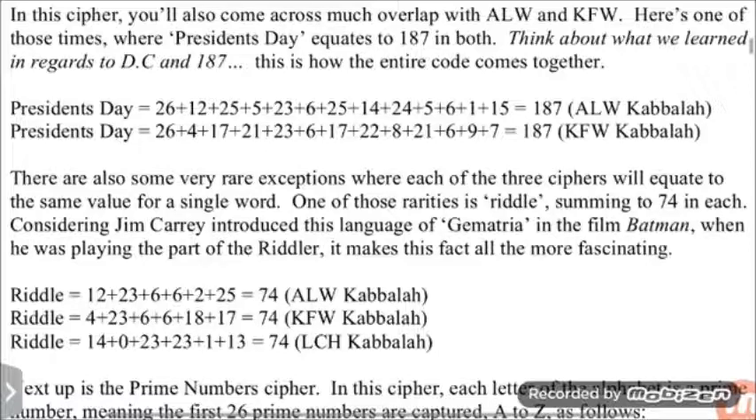There are also some rare exceptions where each of the three ciphers will equate to the same value for a single word. One of those rarities is Riddle, summing to 74 in each. Considering Jim Carrey introduced this language of Gematria in the film Batman when he was playing the part of the Riddler, it made this fact all the more fascinating. Riddle equals 12 plus 23 plus 6 plus 6 plus 2 plus 25 equals 74 ALW Kabbalah. Riddle equals 4 plus 23 plus 6 plus 6 plus 18 plus 17 equals 74 KFW Kabbalah. Riddle equals 14 plus 0 plus 23 plus 23 plus 1 plus 13 equals 74 LCH Kabbalah.